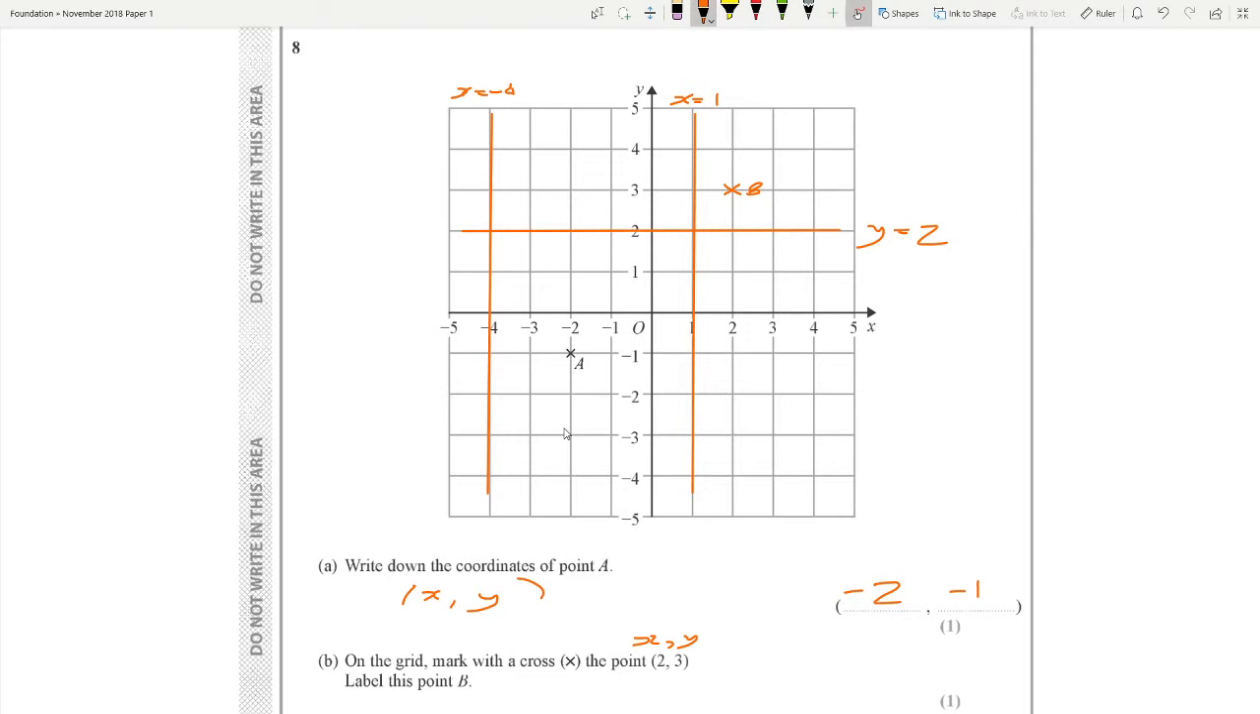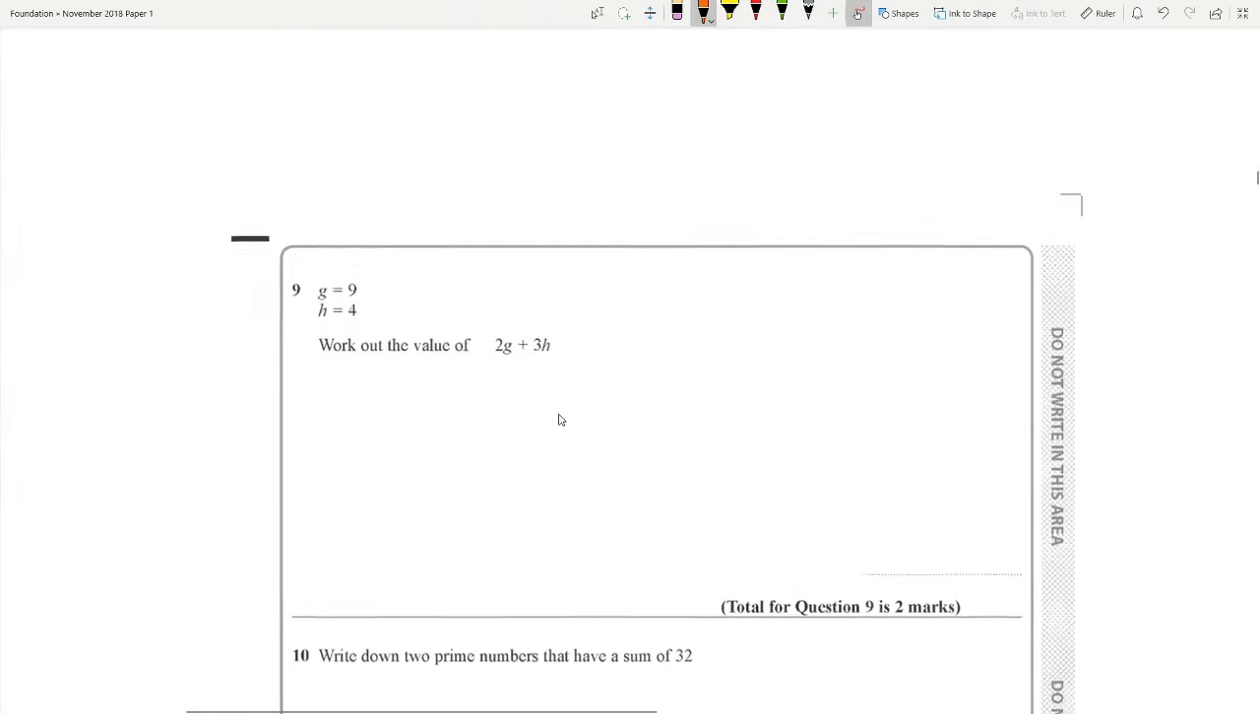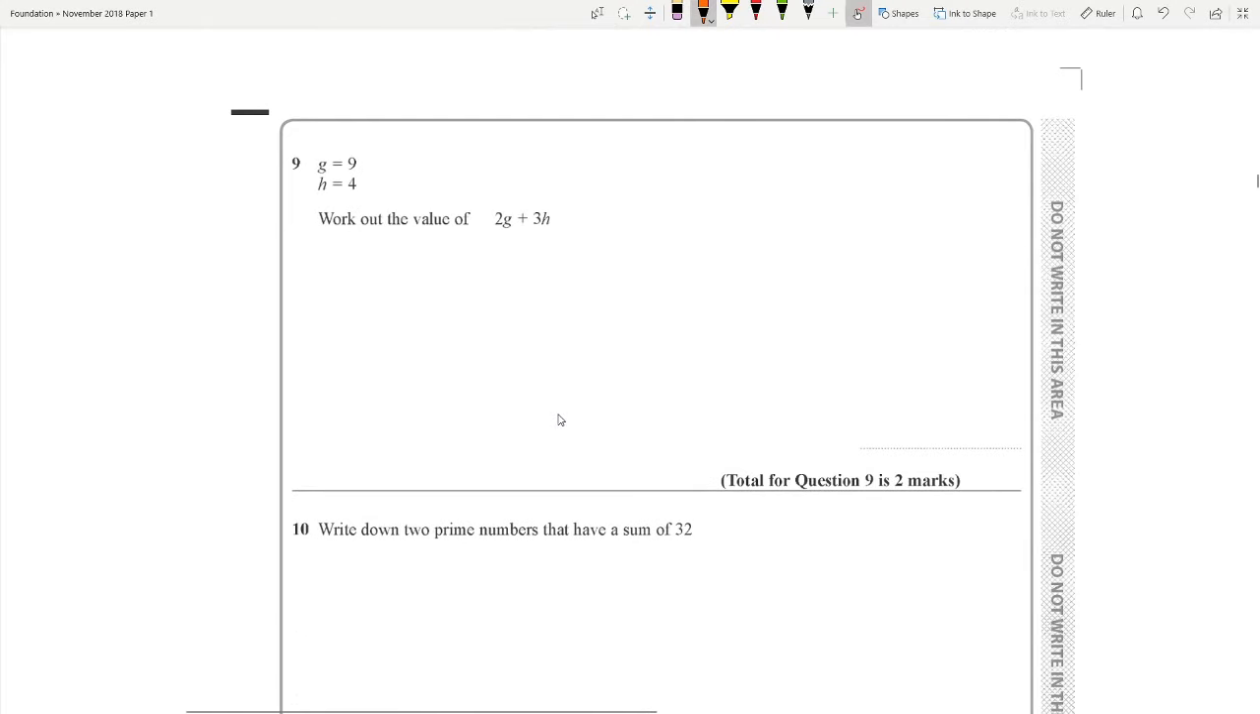Okay, moving on to question number 9, substitution. So we've got 2g plus 3h. When g equals 9, h equals 4. So remember, 2g means 2 times by g, okay? 3h means 3 times by h.